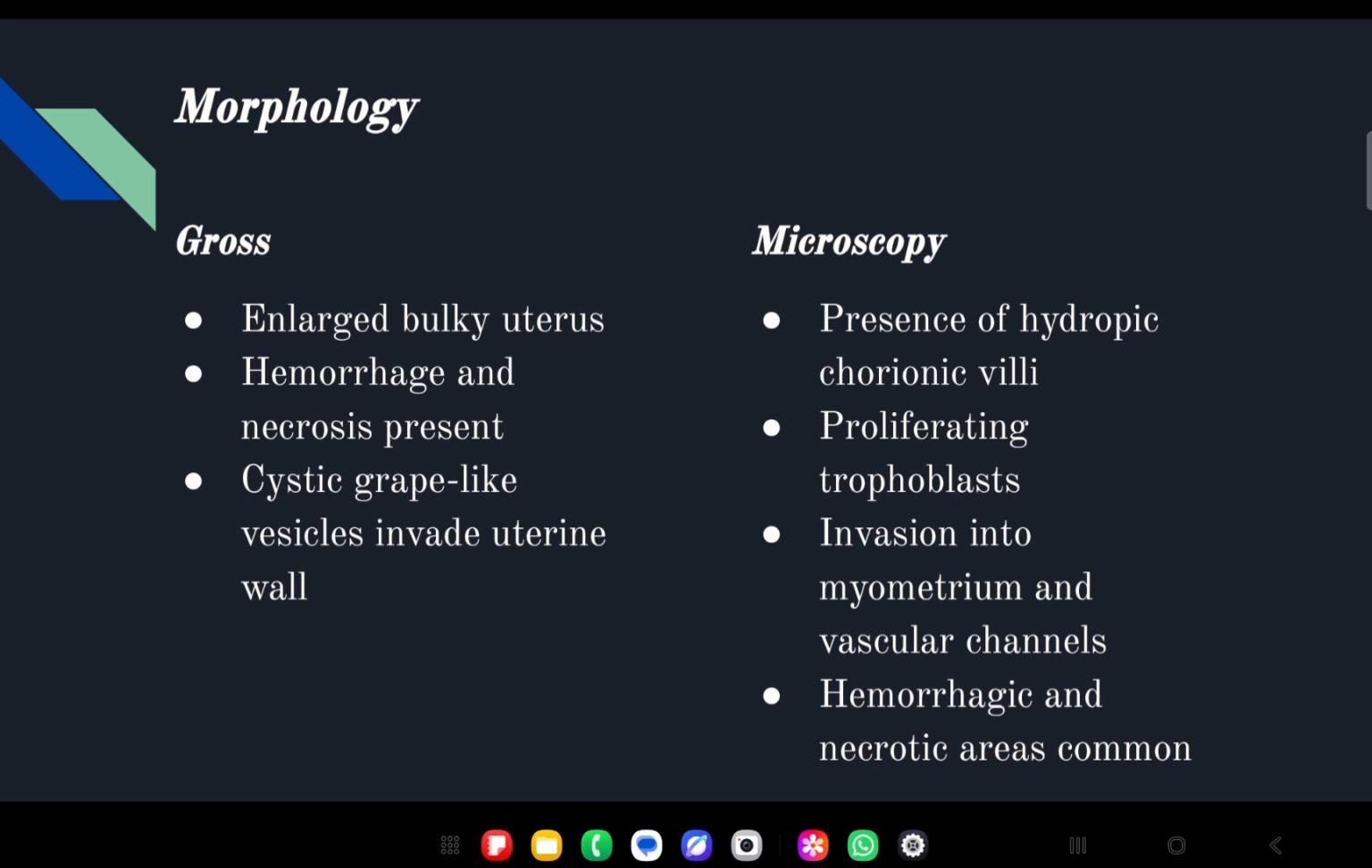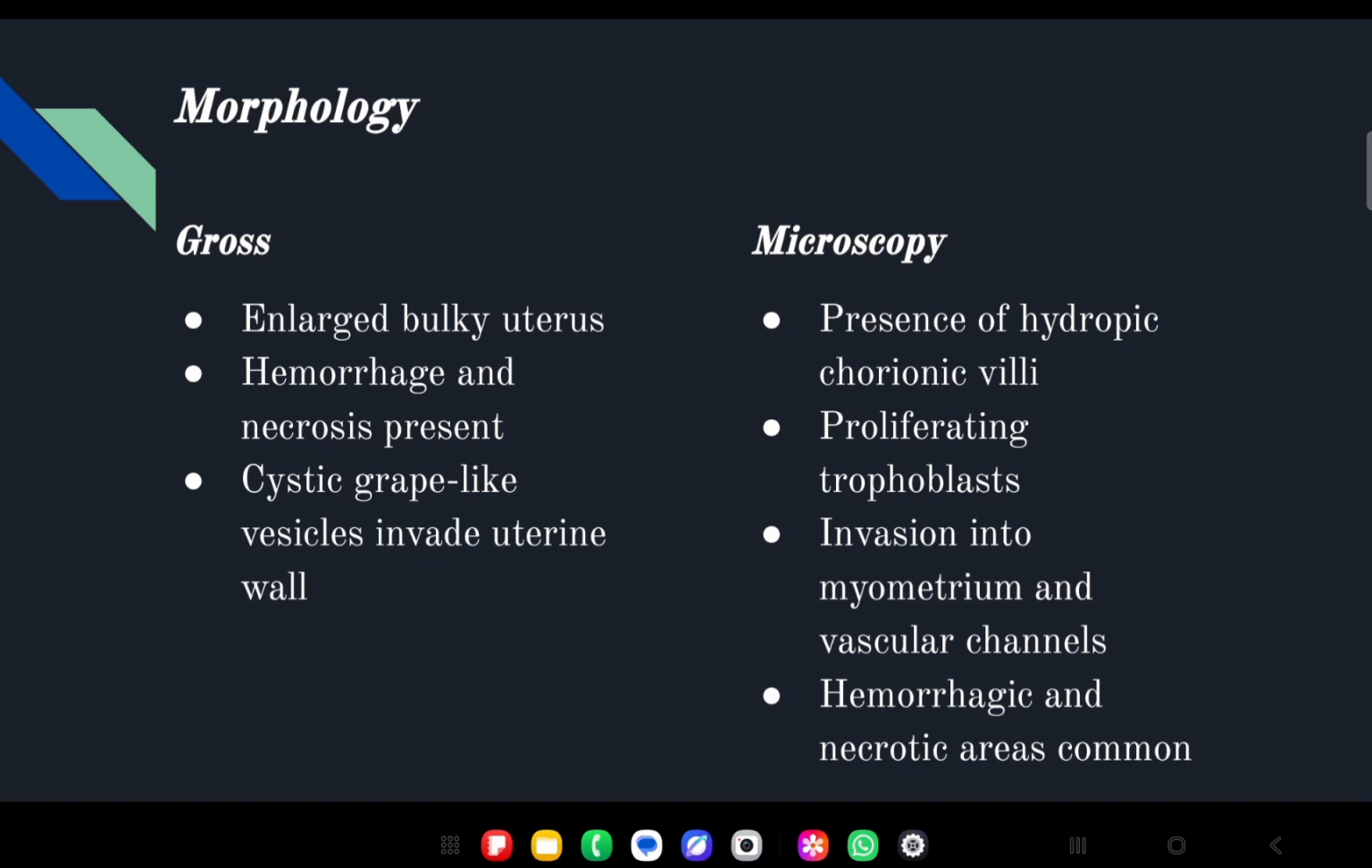In gross, we see an enlarged, bulky uterus, and hemorrhage and necrosis are present, and cystic grape-like vesicles invade the uterine walls. As the uterus is enlarged and it is a malignant condition, hemorrhage and necrosis are present, which is due to the lack of blood supply. In complete or partial hydatidiform mole, there is no invasion of the chorionic villi into the uterine wall, but here there is an invasion of the chorionic villi into the uterine wall, leading to grape-like vesicles invading the uterine wall.